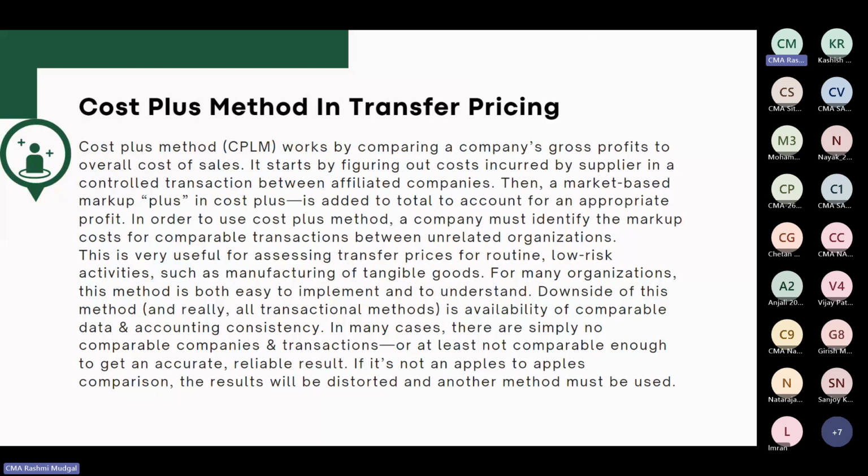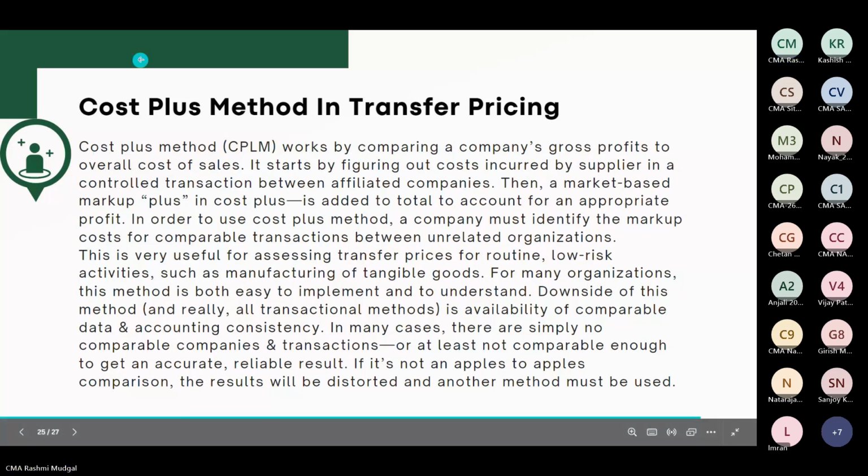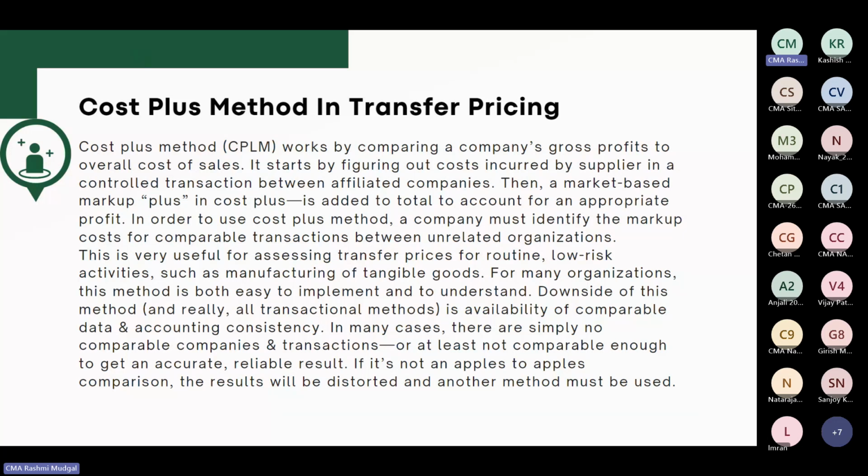So here we have to look at the cost plus method with the percentage of gross profit which we are making overall, not with the related, not with the unrelated party. It is more of an overall profitability. What happens then is that a market based markup is added to the cost to account for the appropriate profit.